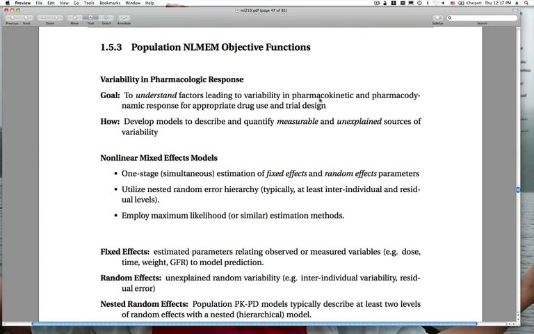So we've talked about methods for analyzing individual data, naive pooled population data, sparse data, but we haven't really found anything yet that allows us to take sparse data and analyze both the population level parameters, the means and the variances, as well as the individual specific parameters. So we're finally getting to that now. That's the nonlinear mixed effects model objective functions. And I'll describe how we can do all of that in one step in just a minute.